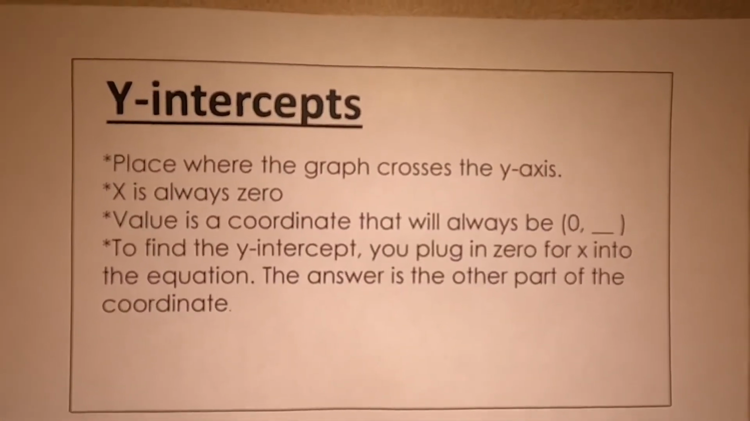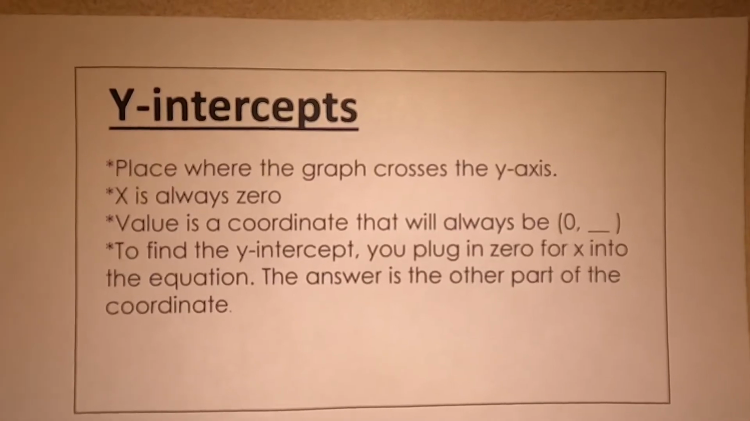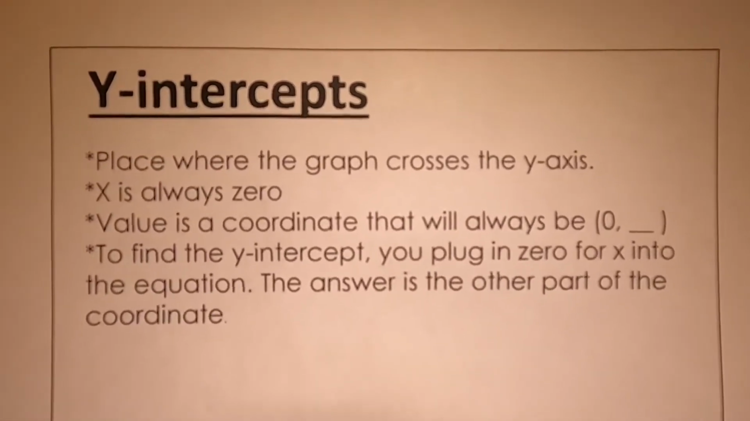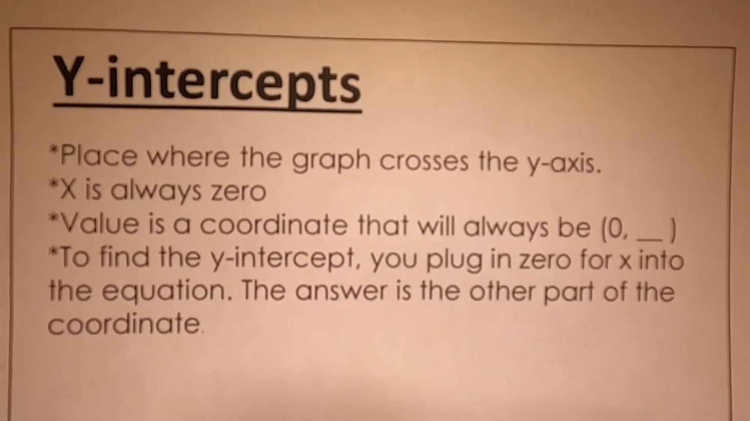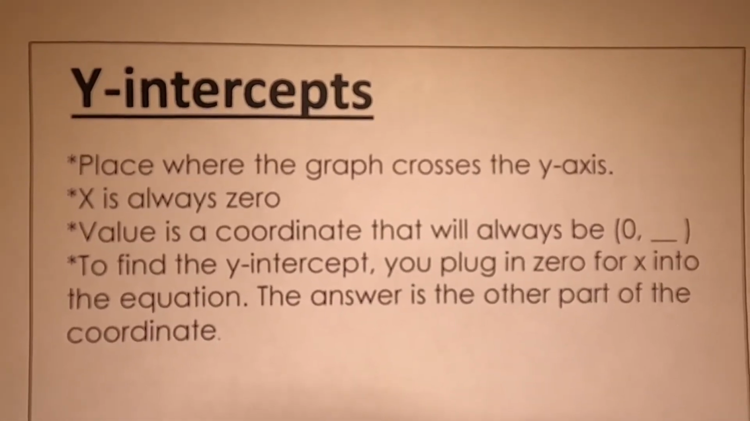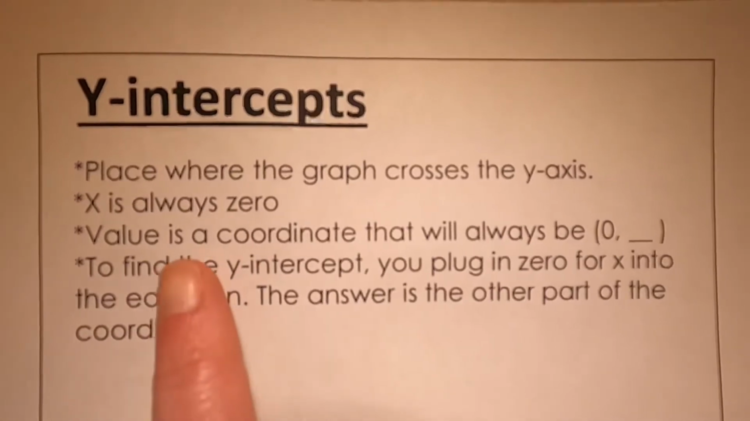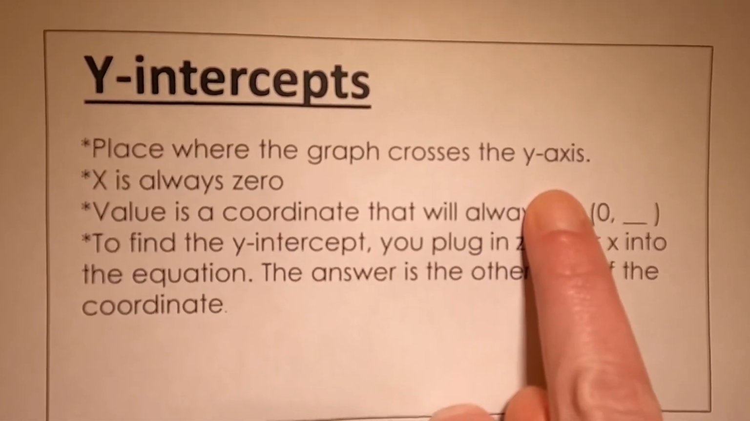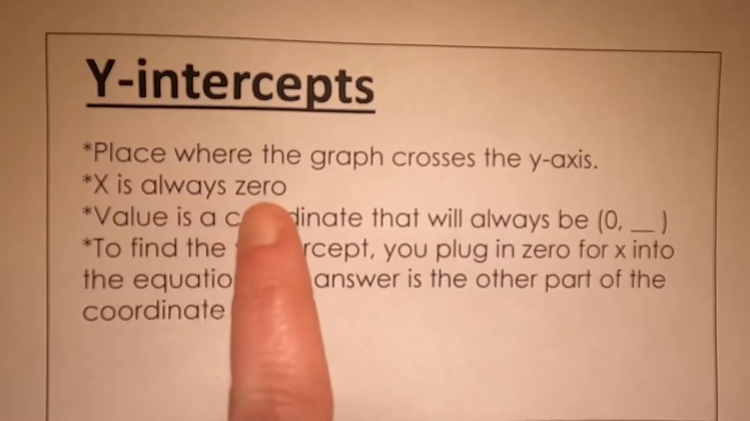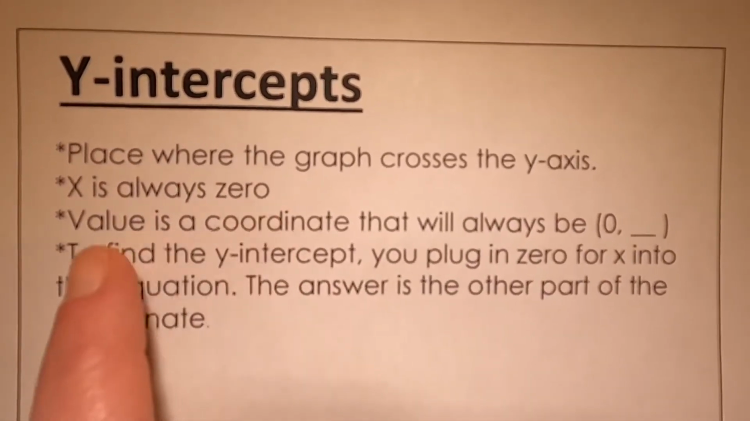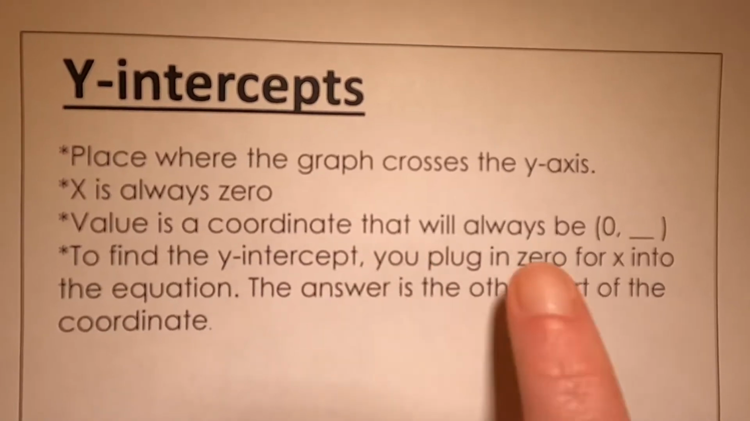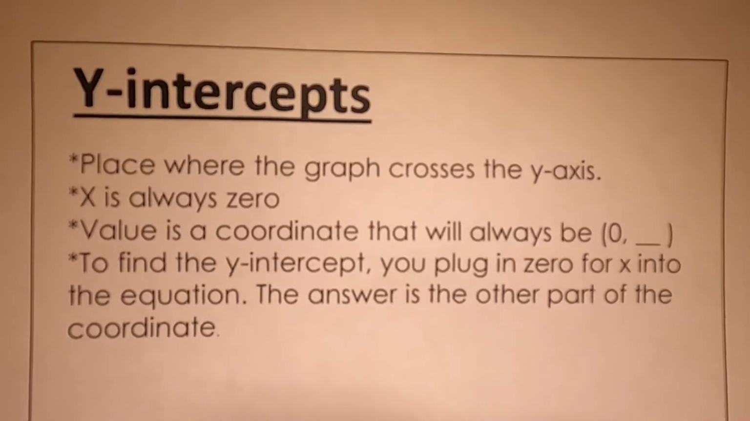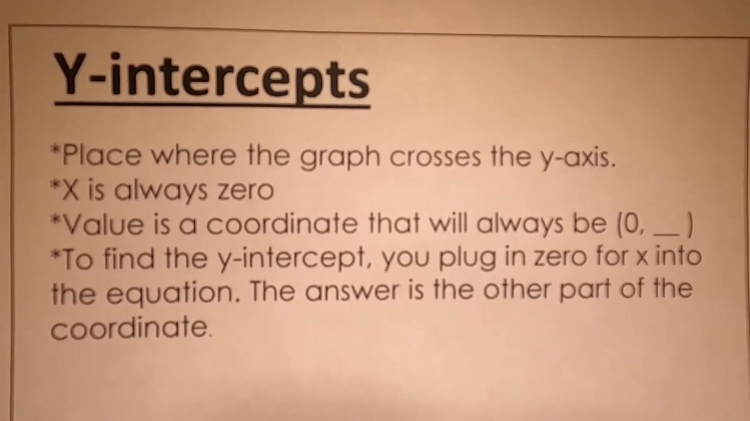Finding the y-intercepts is kind of our first step. It doesn't really matter if you find the y-intercept or the x-intercept first, but those are just common coordinates that we want to find. This is a reminder of what y-intercepts are. They're the place where the graph crosses the y-axis. Another characteristic of a y-intercept is that x is always 0. The coordinate will always be 0, something, and that something is going to be a value that we find on the y-axis.